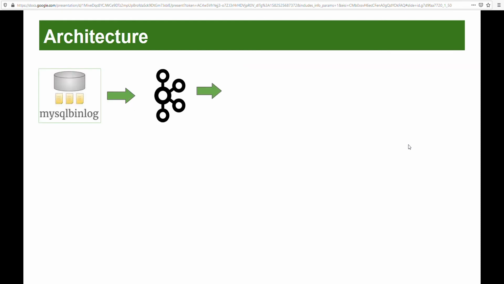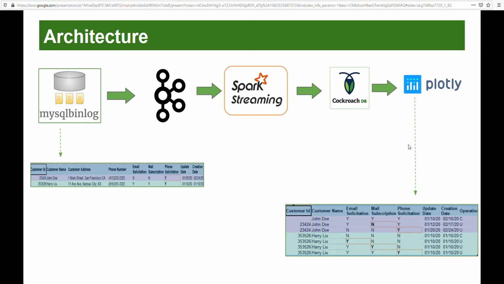So, the solution to capturing all the changes is, in my case, I took MySQL and I look at the bin log, which has the transaction logs, all the changes that happen to a database, and I publish this bin log in real time to a Kafka server, and from the Kafka server, it moves to Spark streaming and eventually to CockroachDB. The data is eventually published in Dash Plotly. I chose CockroachDB for a variety of reasons, which I'll be discussing soon.